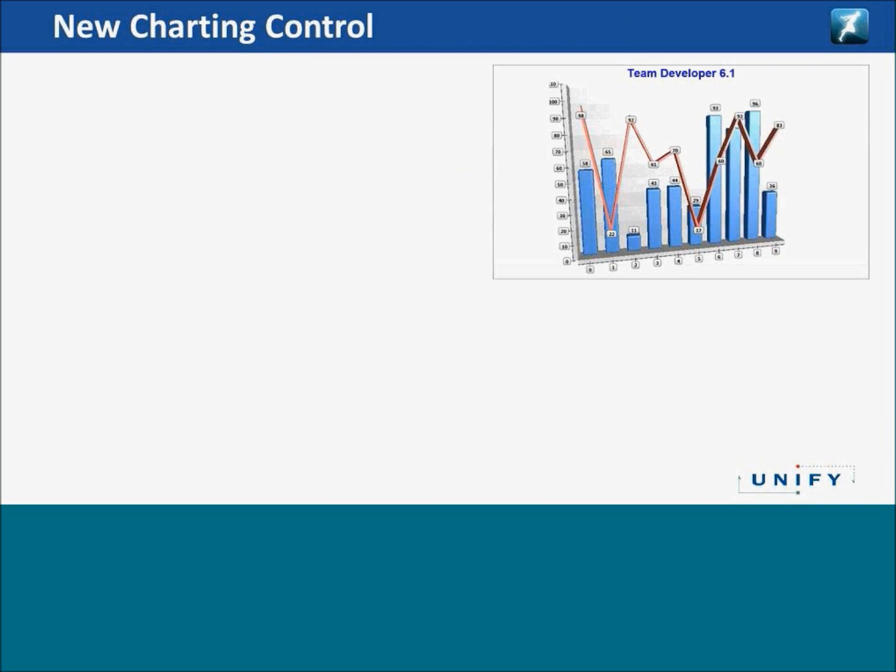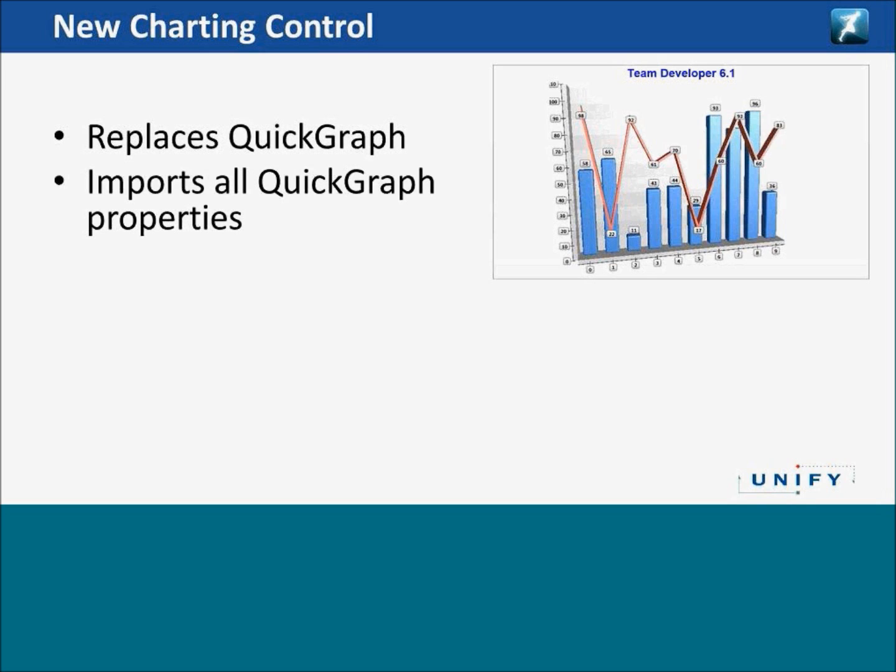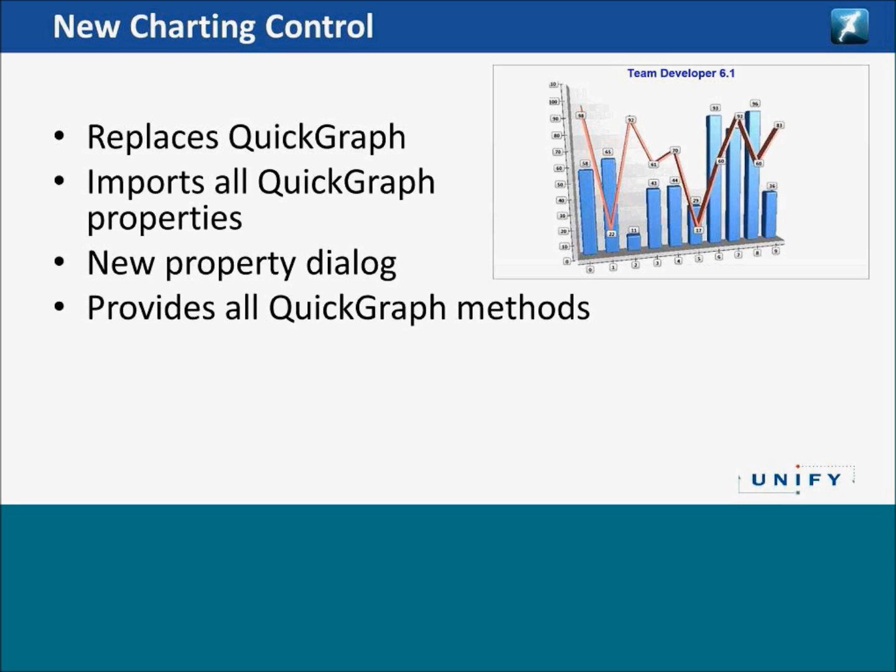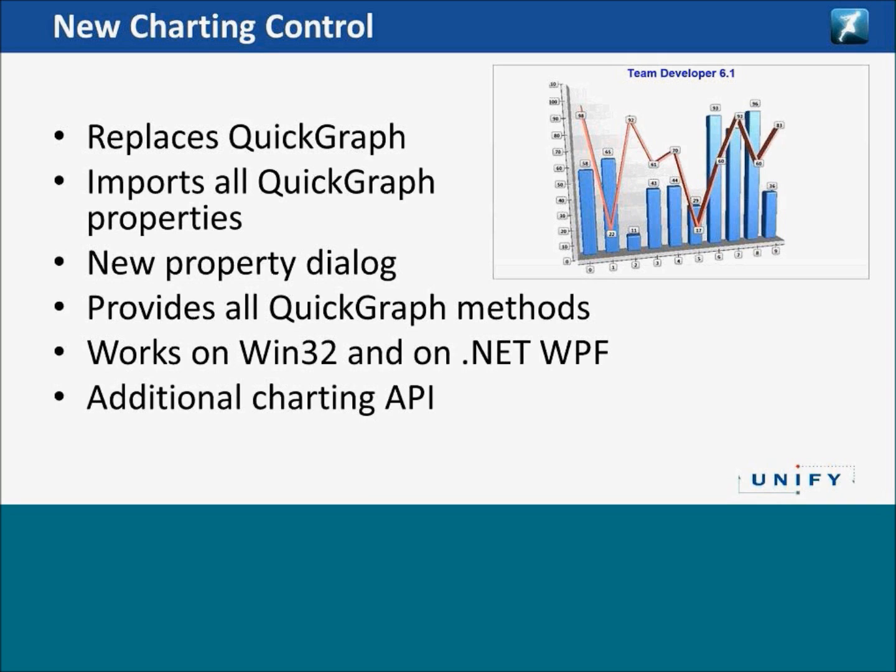The new charting control. The graph that you see there has been created with the new charting control. It replaces the quick graph control that has been used in the past. It imports all quick graph properties. It has a new property dialog itself. It provides all quick graph methods, so existing code should convert very smoothly, and it works on Windows 32 and on .NET WPF. So no limitations on the platform here.